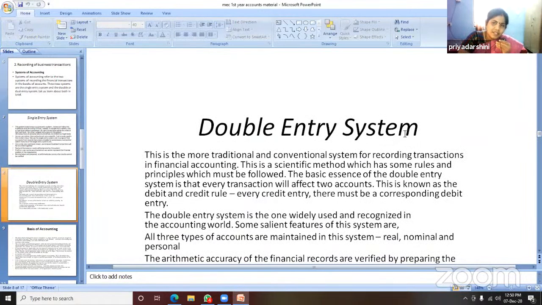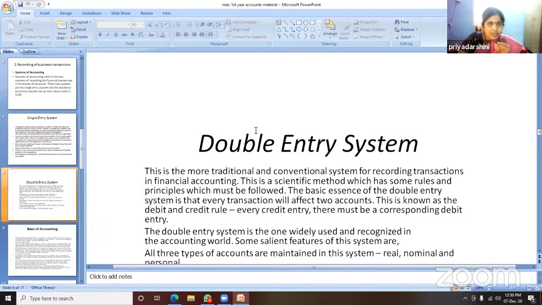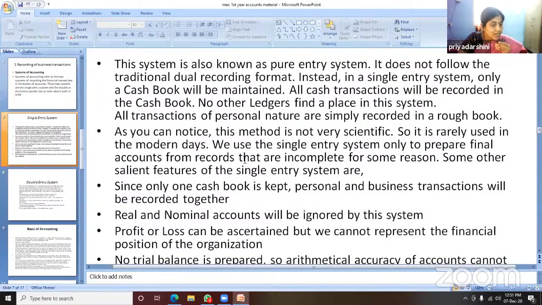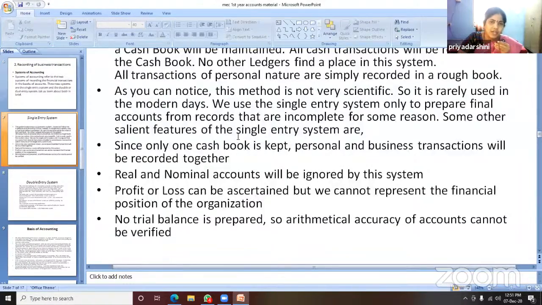Coming to the double entry system, it is about the system of accounting that we adopt. Usually the single entry system is followed in sole trader proprietorship. Sole means a single owner. If the business transactions are not much, so only limited transactions, if the investment is not much, the sole traders usually adopt this system of accounting, that is single entry system.